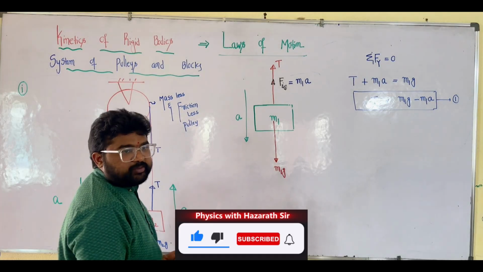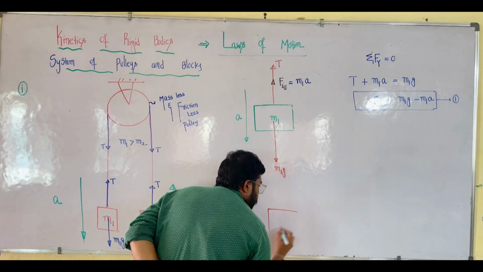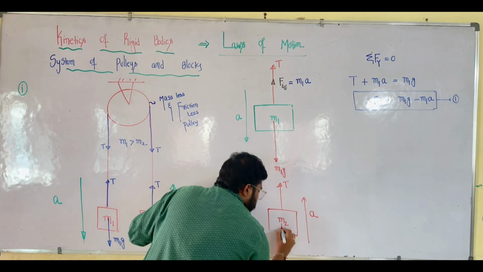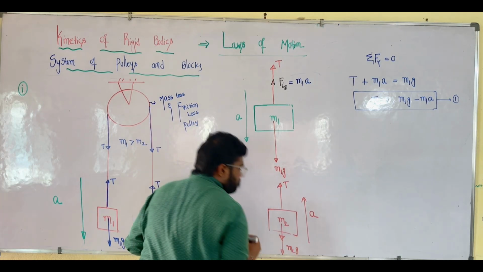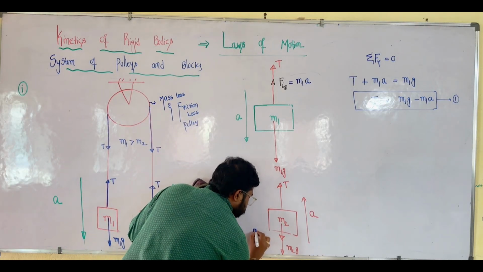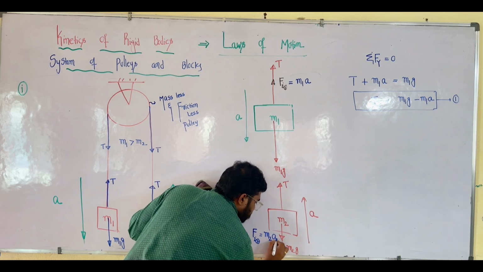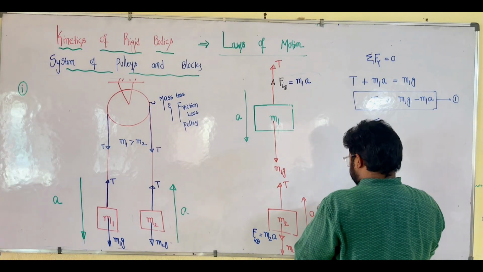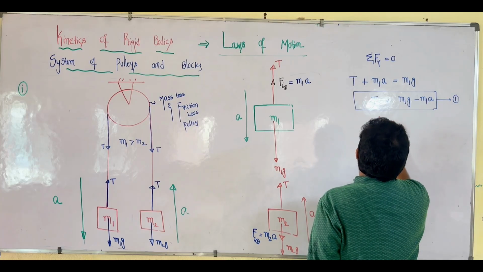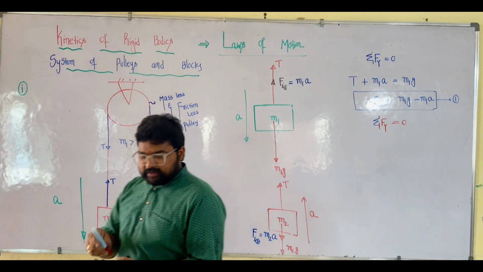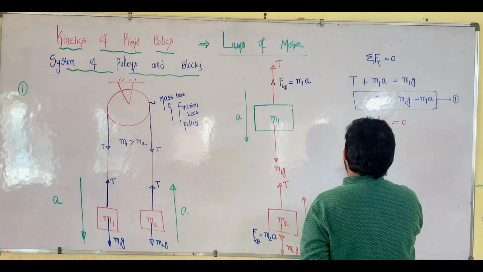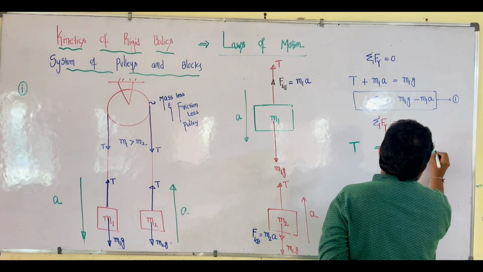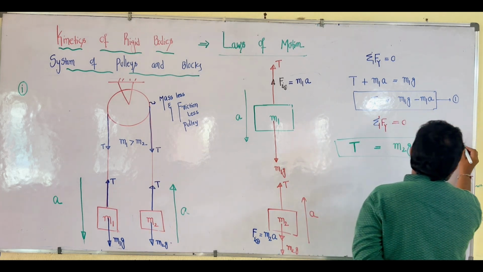Now tell me, what is the free body diagram for block 2? Acceleration of the block is in the upward direction. Tension always pulls the body. M2G is acting downward. Inertia force will be acting downward. What is the inertia force in the second block? M2A. So sum of the upward forces equal to sum of the downward forces. Apply equilibrium equations: here sigma Fy equals 0. Then what will you get, tell me? T equals how much? M2G plus M2A. This is equation number 2.